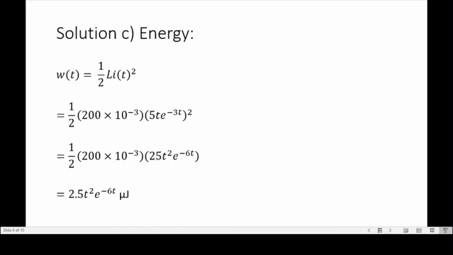Alright, so we solved for current, we solved for power, and we solved for energy of an inductor.